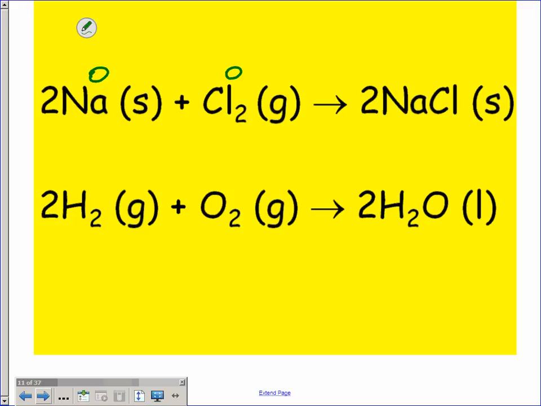Group 1 gets a +1. Chlorine has to balance it out, right? So +1, and this one gets a -1. Okay, so here's how you track. We're going to think of these as 2 half reactions. 2 half reactions make a whole reaction.